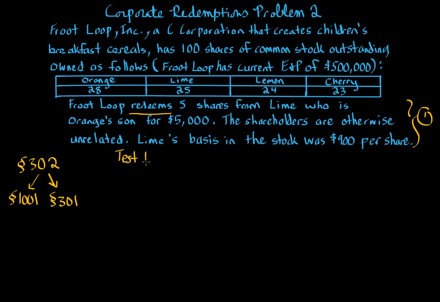Test 1 is the substantially disproportionate test. Remember that when we do these tests, we're always going to have to consider both direct and indirect ownership. That's important here because we're dealing with Lime. Lime is the one who has the redemption, but Lime is Orange's son. So we have potentially an issue of attribution under Section 318. Family attribution, we'll talk about that in a moment.